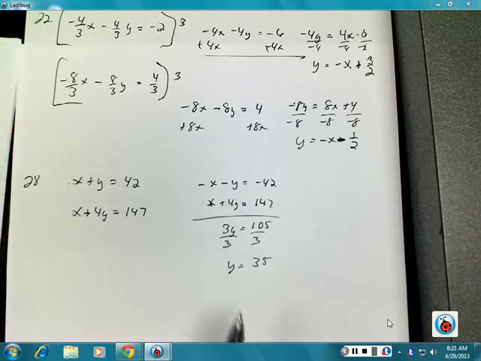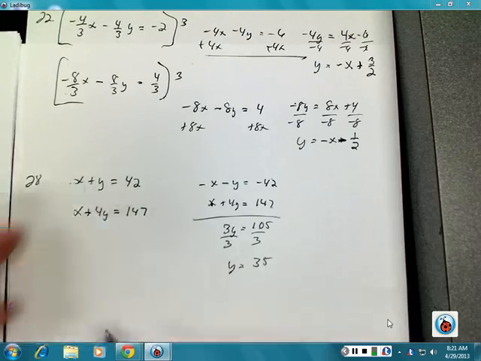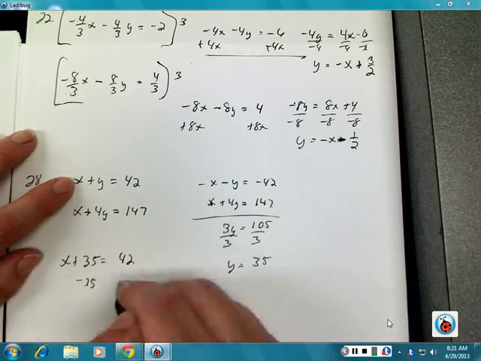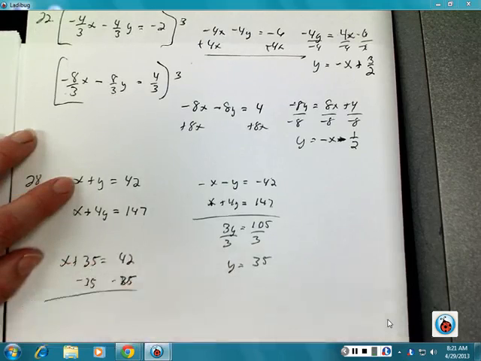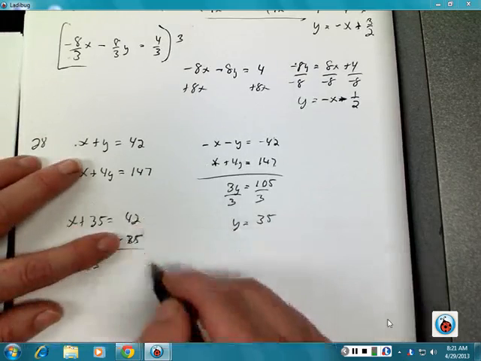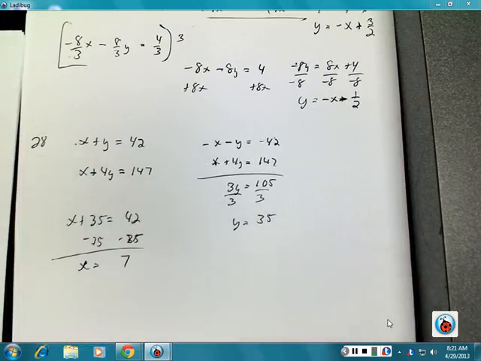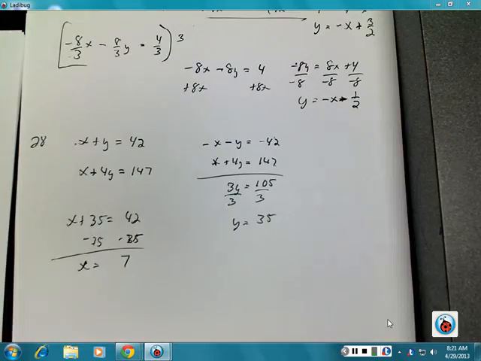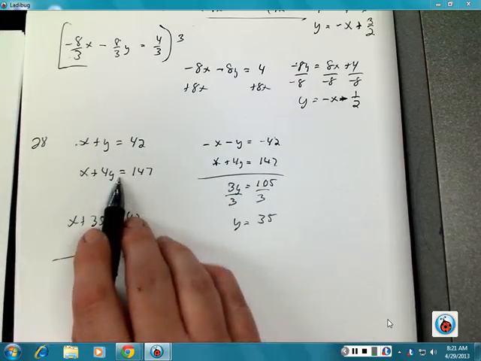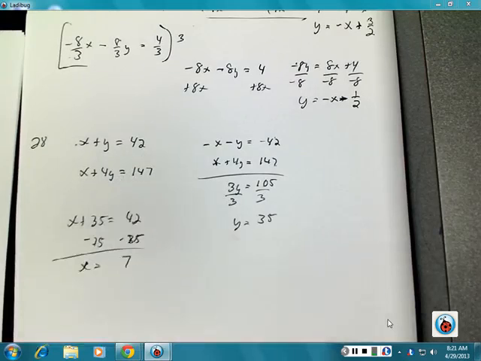Yeah. And so then if I plug 35 back in here, I have x plus 35 equals 42. Subtract 35, and I find good old x. These 35s are gone. Good old x is equal to 7. Okay? And you can do it on your calculator with a 2 by 3 matrix. I think we set that one up as letter A in your calculator, if I remember right, when we did that before. So that one is what you have with that one.